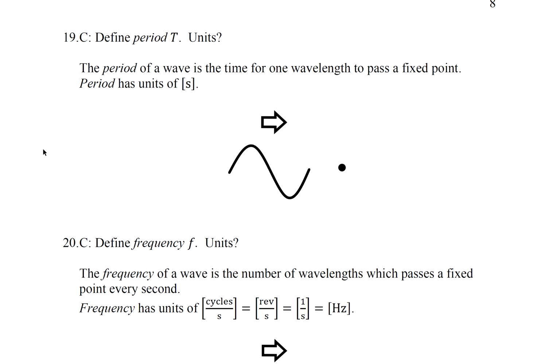Question 19. Define period, T. Units. The period of a wave is the time for one wavelength to pass a fixed point. Period has units of seconds.